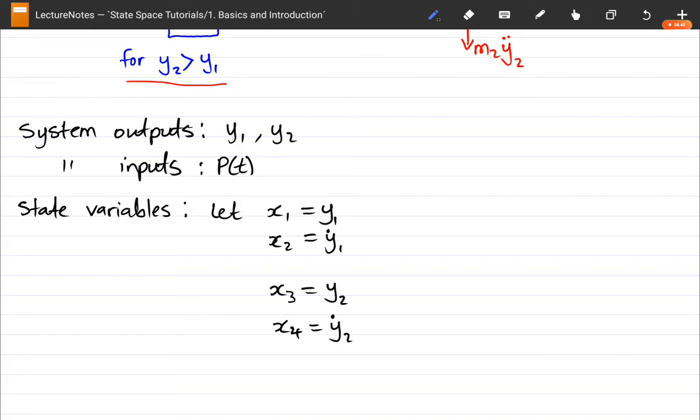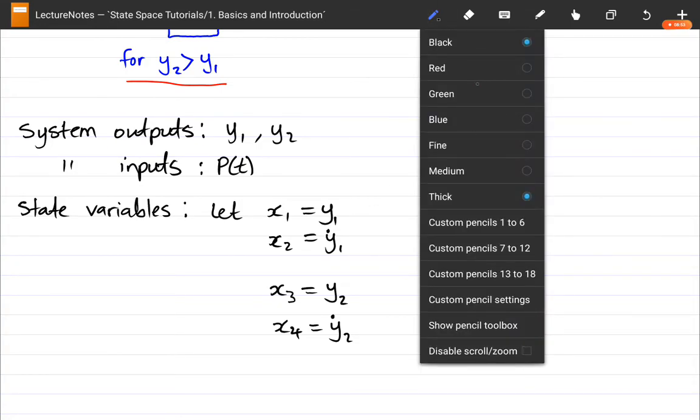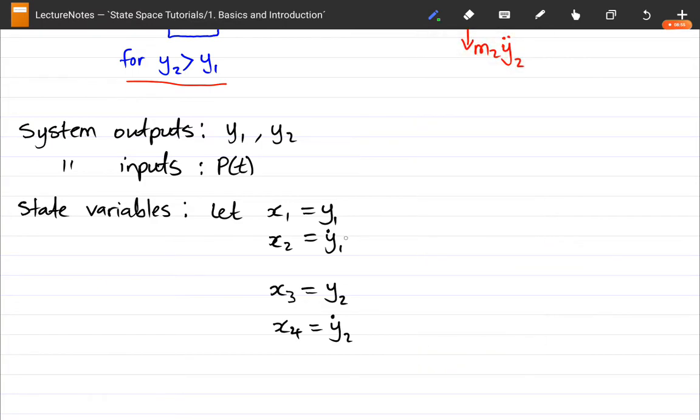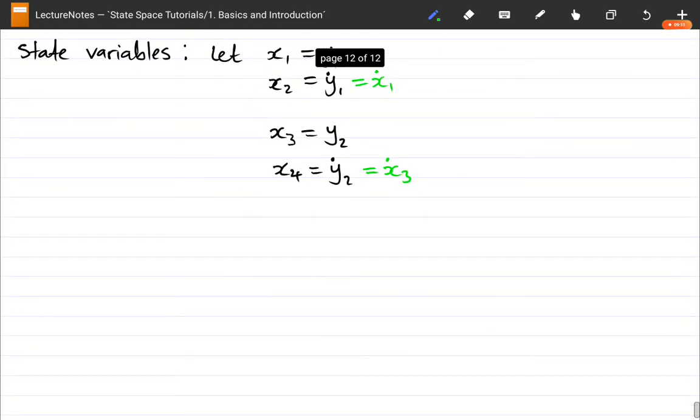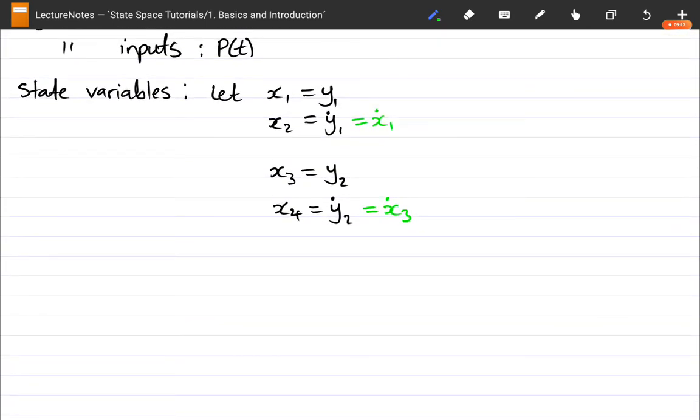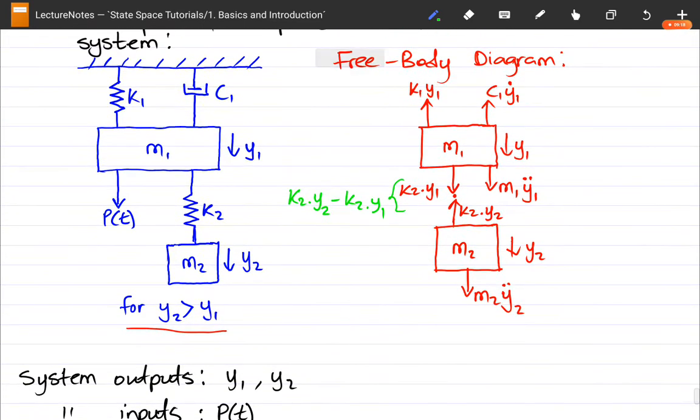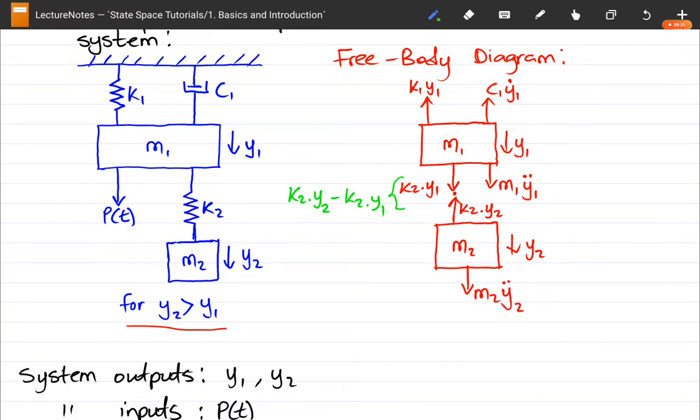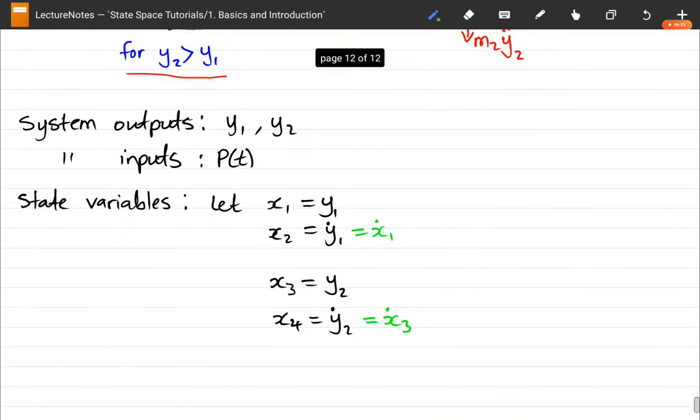Okay, and one thing we can add, using green, is that y1 dot is just x2, and y2 dot is just x4. This might turn out to be useful right at the end when we're solving our problem. So again, we have 4 state variables. That's something worth noting, and it was easy to identify just by looking at our system and seeing which variables are being differentiated with respect to time.